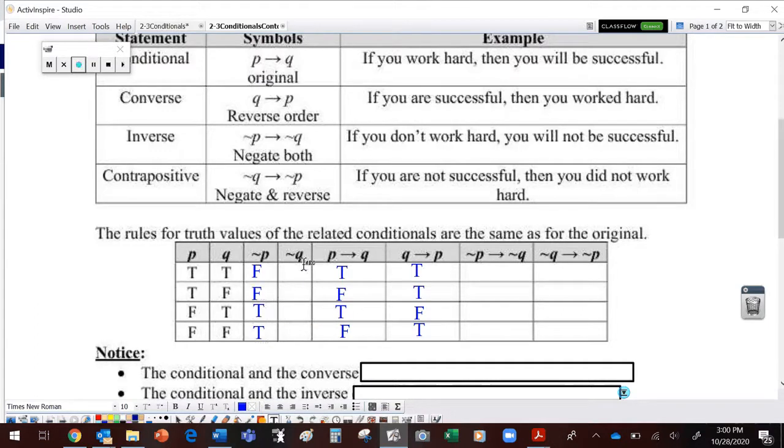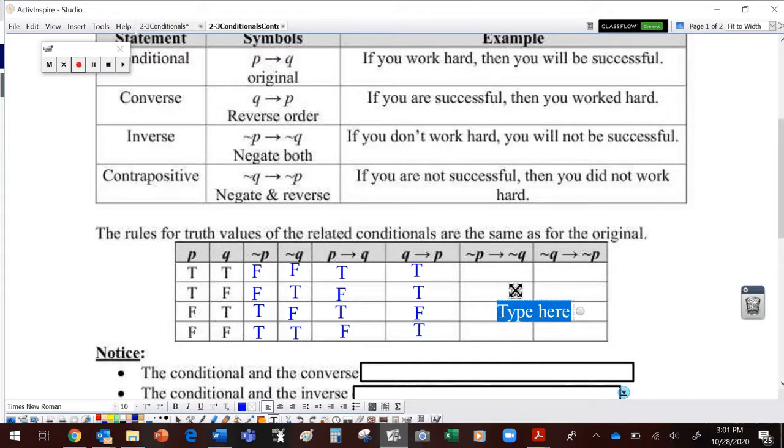Okay, and the negation of Q is going to have all of the opposite values of Q. So if Q is true, not Q is false. If Q is false, not Q is true. If Q is true, not Q is false. And if Q is false, not Q is true. Okay, now we're going to take a look at these two columns and use them to inform this column here.